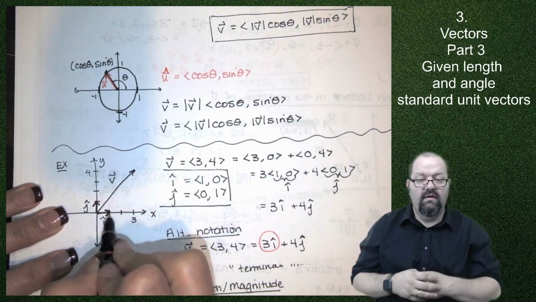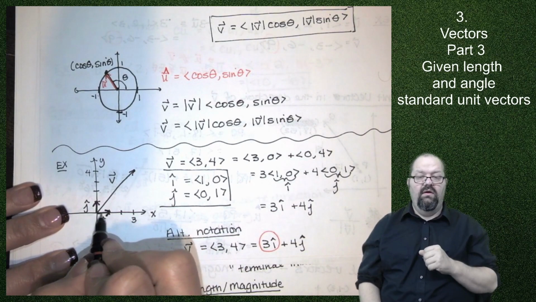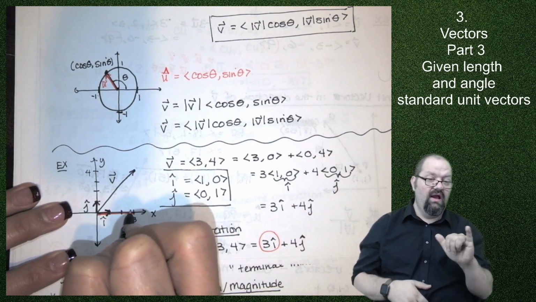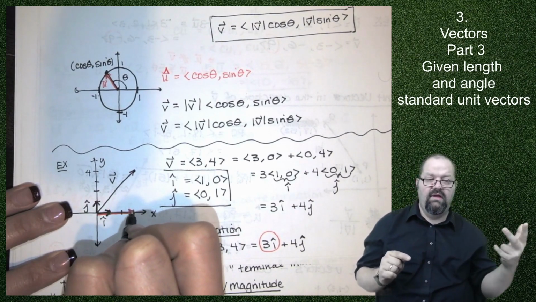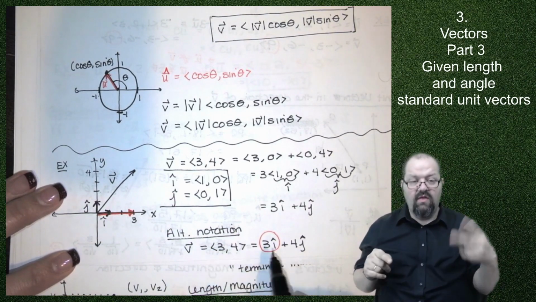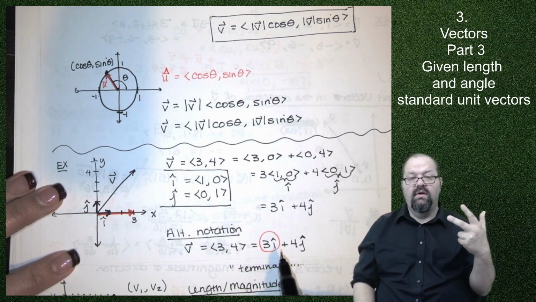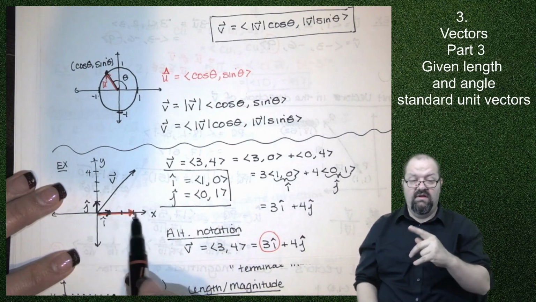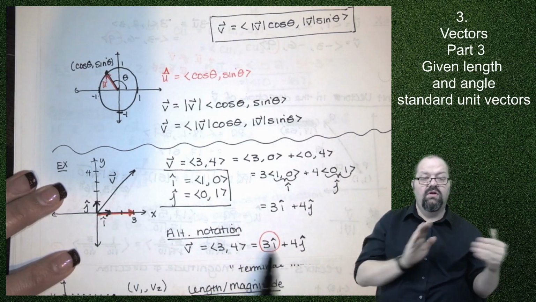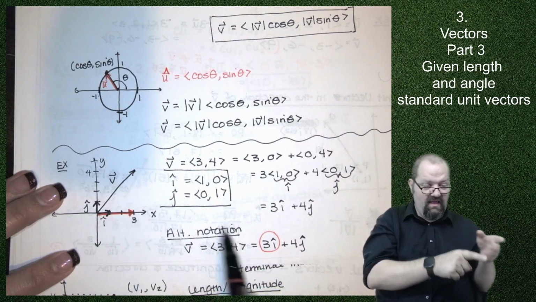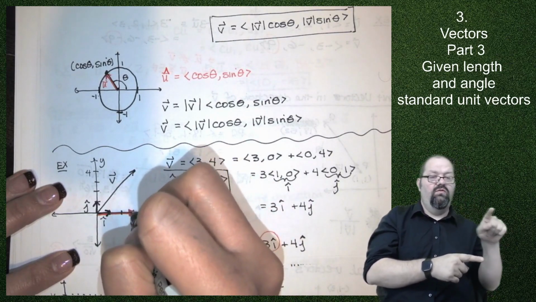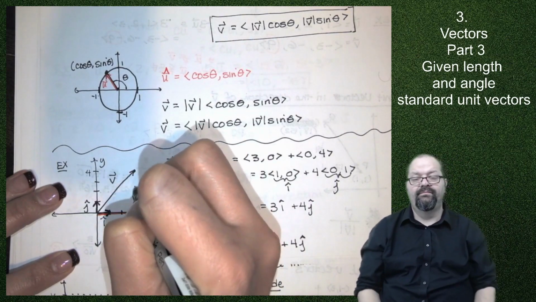Well, i hat is right here. If I take i hat and I multiply it by 3, I get 3 i hat, which is that vector. I start at the origin and I go out to 3. Well, this says, if I'm adding tip to tail, start at the origin and go out to 3, and then start where you end up right here, and then go 4 units in the y direction. j hat is just one of these, so I'm going to go up 4.